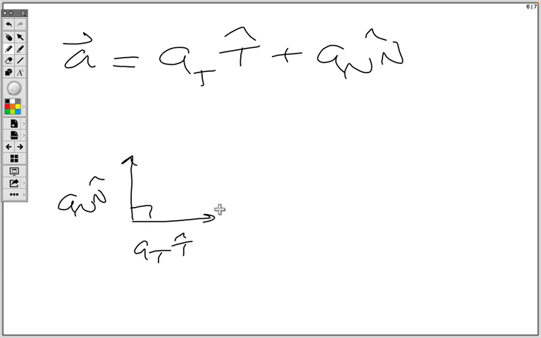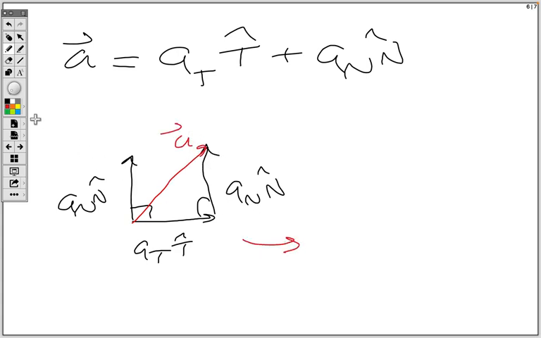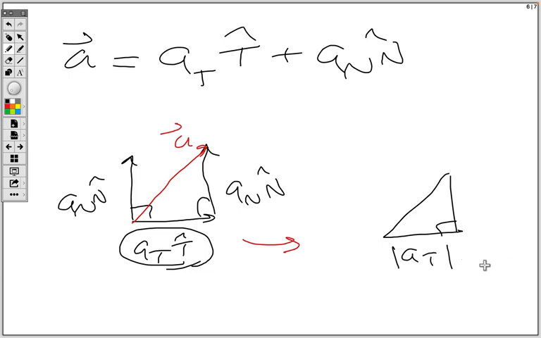And so if A is AT t hat plus AN n hat, I could just copy this over here using the old vector arithmetic we talked about. Then that would be the vector A. So if I just turn this into a triangle, here's the triangle we've got. The length of this side, well, the length of t hat is 1, so this is just going to be, technically, the absolute value of AT.